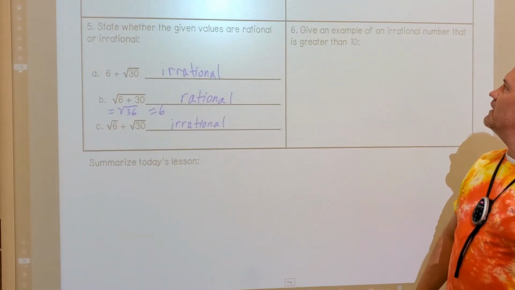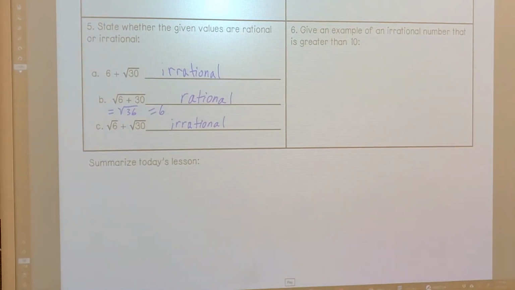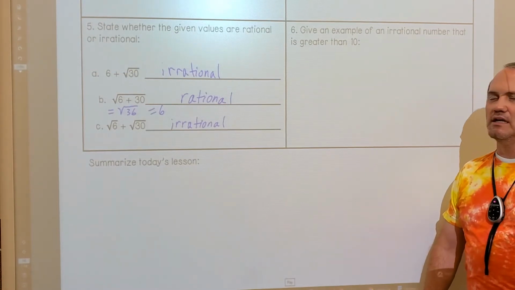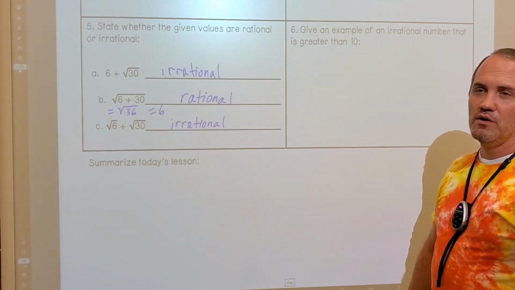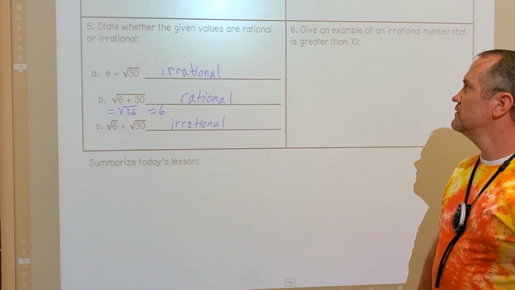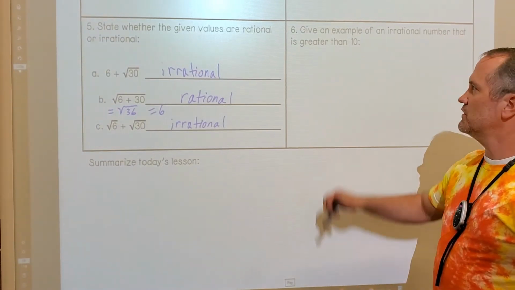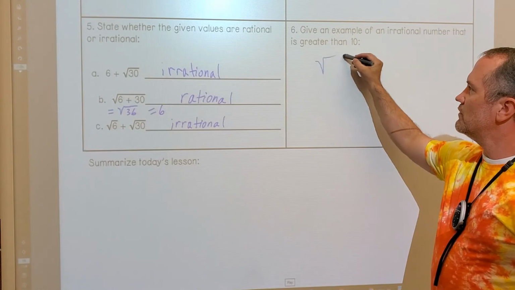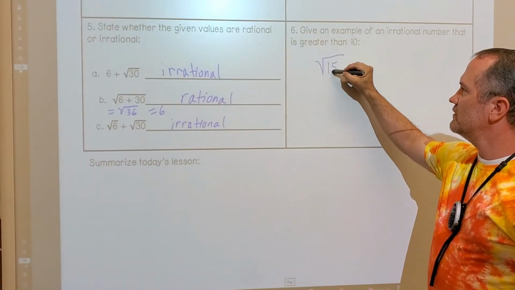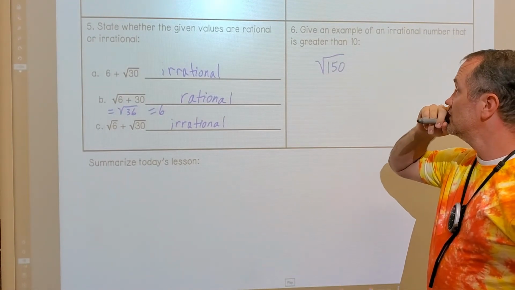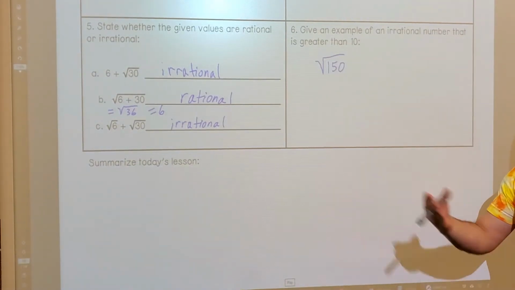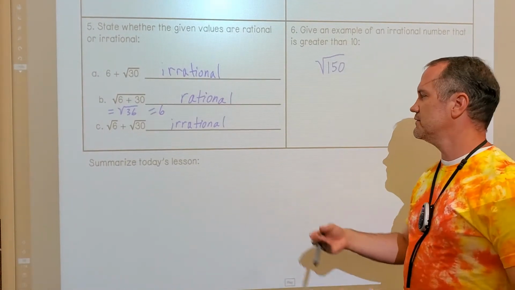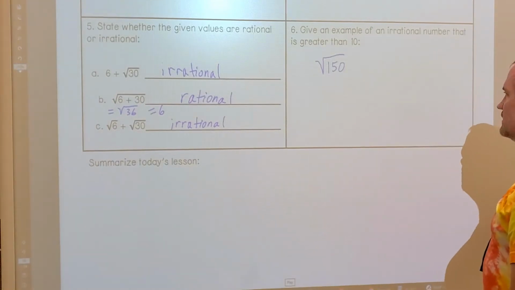All right, give an example of an irrational number that is greater than 10. I know that 10 squared is 100. I know that 11 squared is 121. What if we just say the square root of 150, which we saw earlier? That one gives us 12 point a bunch of crazy stuff.